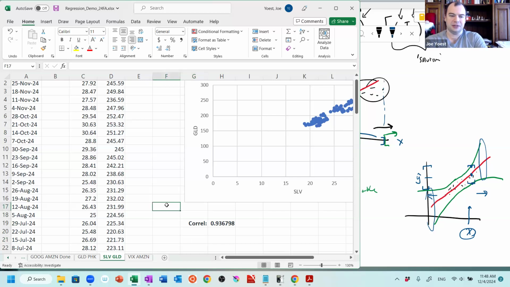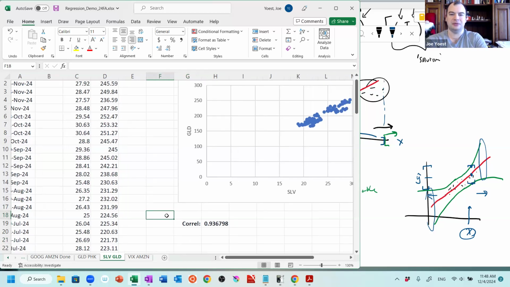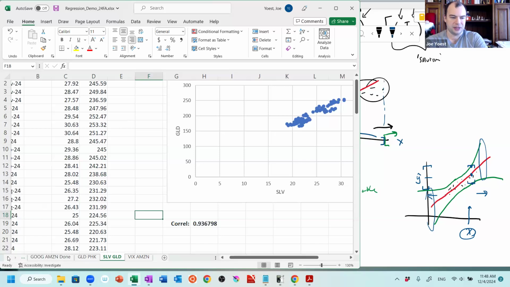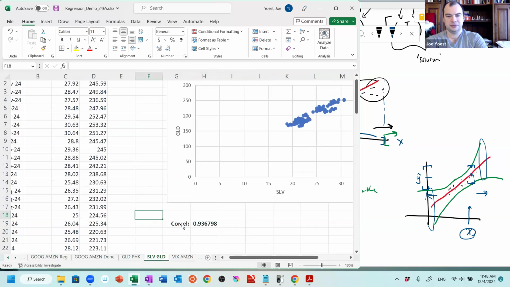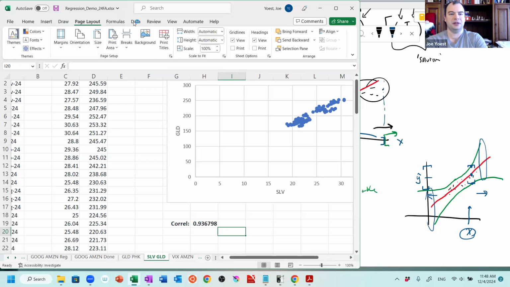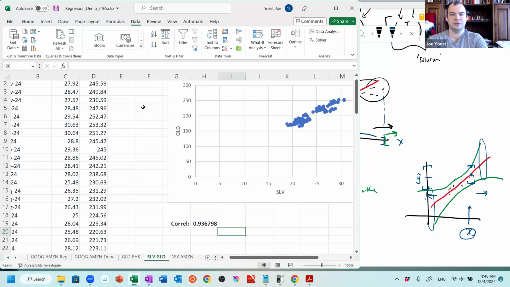How do I have Excel make my model now? How do I have Excel do all of this work for me? Well, I go up here to the very top. See, there are different tabs: Home, Insert, Page Layout, Data. Under my Data tab, I should have this Data Analysis button over here.